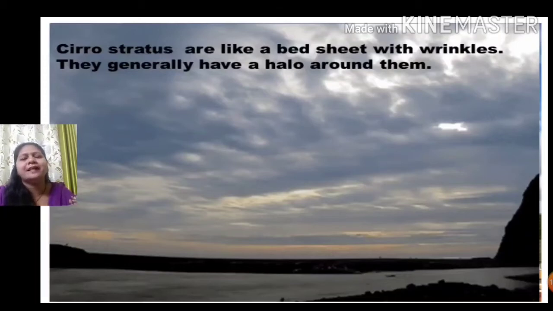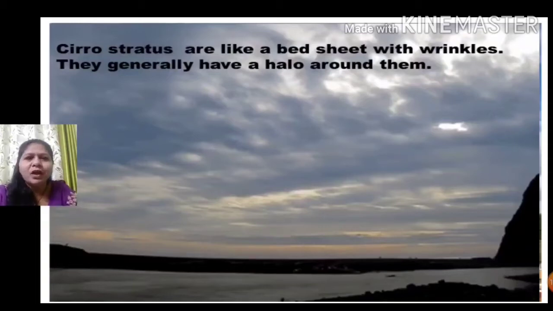ये कैसे लगता है, जैसे बेडशीट फोल्ड करके रखने के बाद हम लोग रखते हैं ना, तो वैसे लगता है, रिंकल्स वाला बेडशीट के जैसा दिखता है. They generally have a halo around them. हैलो का मतलब होता है यहाँ पे लाइट्स. ओके, जैसे हम लोग बोलते हैं ना एक ऑरा, जैसे भगवान का फोटो देखते हैं तो उसके पीछे सन होता है, एक हैलो होता है, वैसे ही ये क्लाउड्स होते हैं ना.